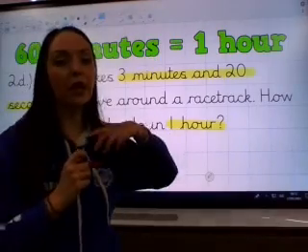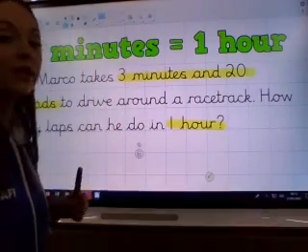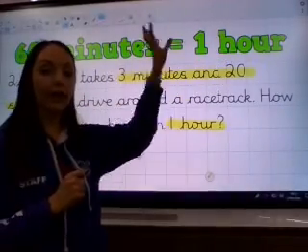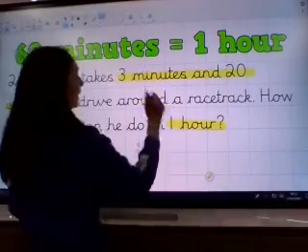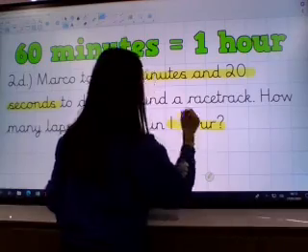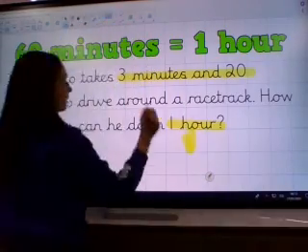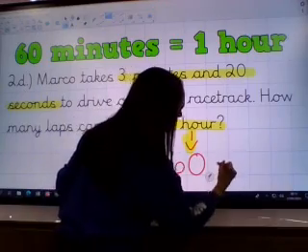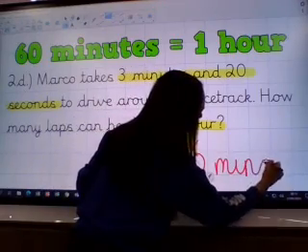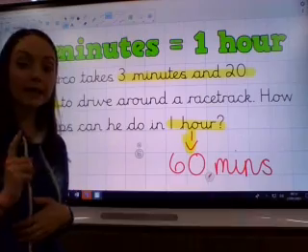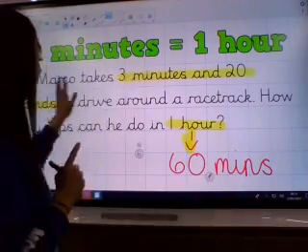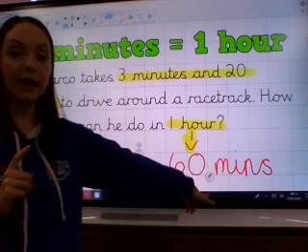Okay, so I've popped you another reminder up at the top. I know most of you already know that, but just in case you've forgotten, that 60 minutes equals 1 hour. So this is equal to 60 minutes, isn't it? So if that's equal to 60 minutes, you need to figure out how many times 3 minutes and 20 seconds fits into 60 minutes.